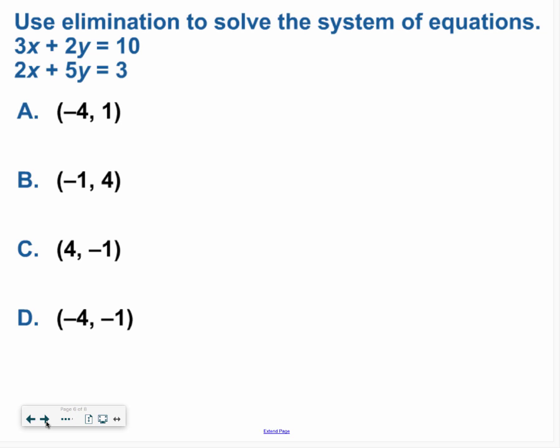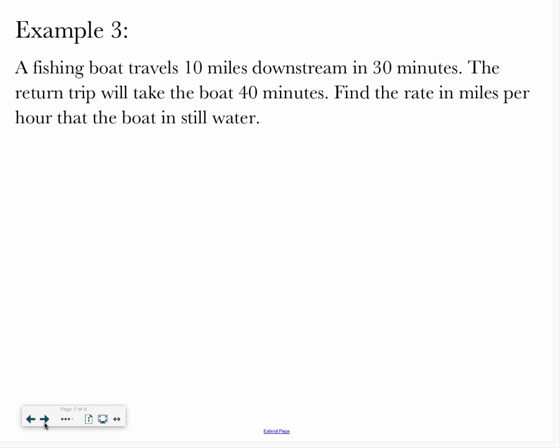Hopefully you said that the answer was (4, negative 1). If you have any questions about that, please be sure to reach out for some help. This will be our last example, okay?